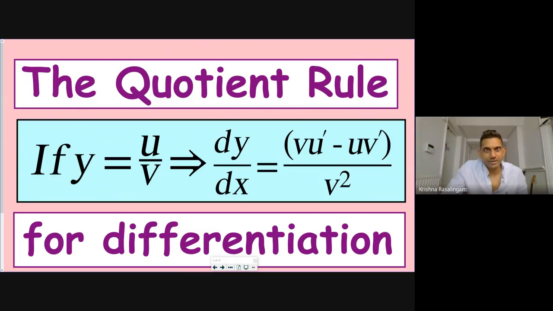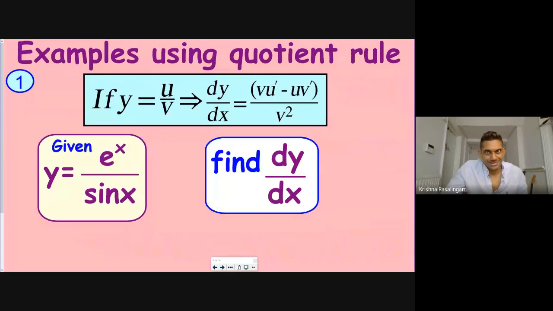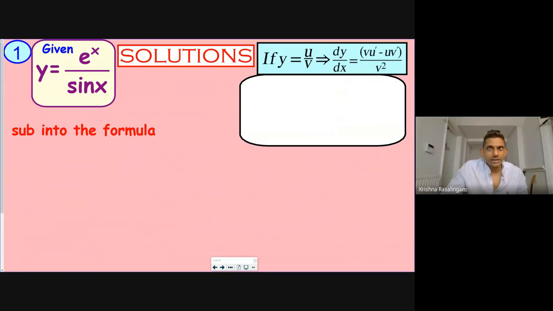So let's have a butcher's. Let's do two worked examples before the examples video. Question one is e^x over sin x, and we want to find dy/dx. I'm going to label u as e^x and v as sin x. So we let u equal e^x and v equal sin x.